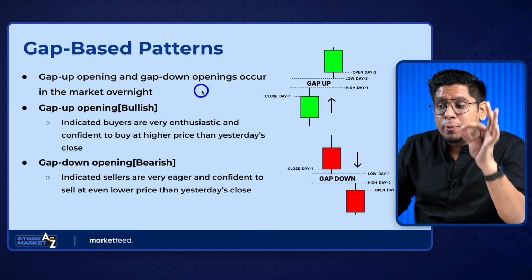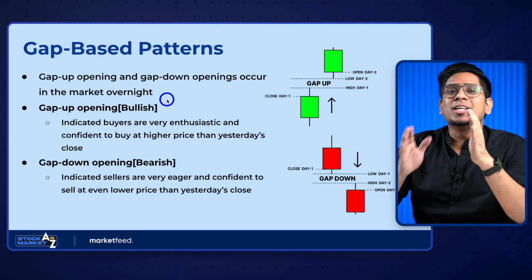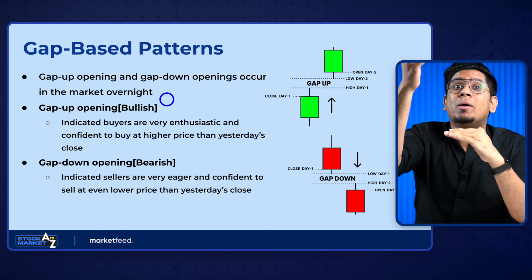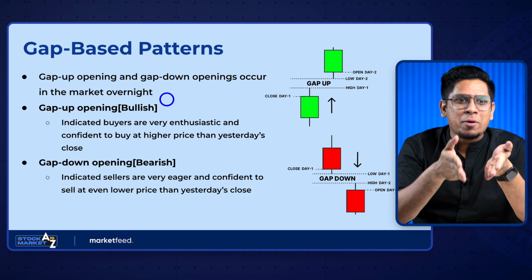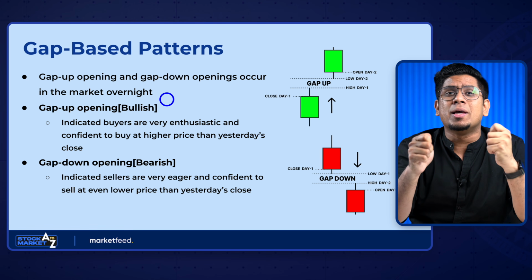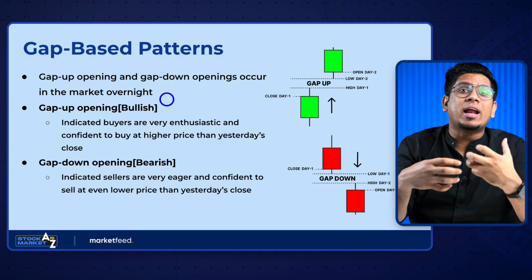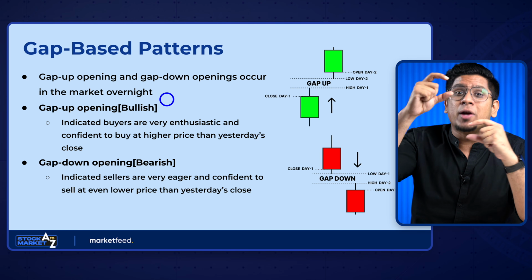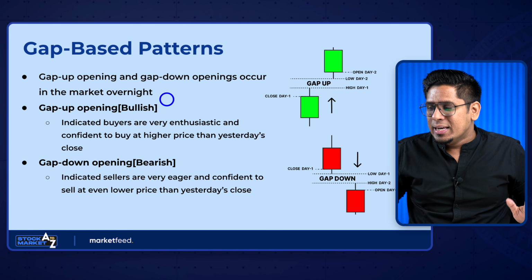Gap up openings and gap down openings occur in the market mostly overnight. That is, on a day candle is where you can prominently see big gap ups and gap downs among candles. Yes, they do occur in a 5-minute or a 10-minute time frame also, but it is very difficult to find them on a 5 or 10-minute time frame, especially in very liquid contracts like Nifty or big companies, right? But if you look at a daily time frame, daily candles, you can see them a lot. Now let us understand about gap-based patterns.